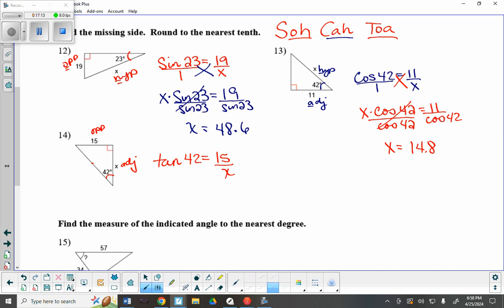Boy, every problem I have in this set has the x on the bottom. So that's an extra step. So x times tangent 42, if we cross multiply, equals 1 times 15. So we divide by tangent 42 on both sides. So 15 divided by tangent 42. So x equals 16.7.